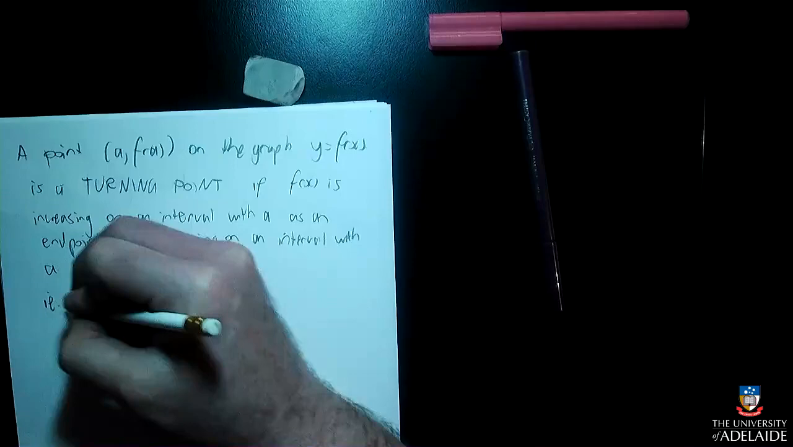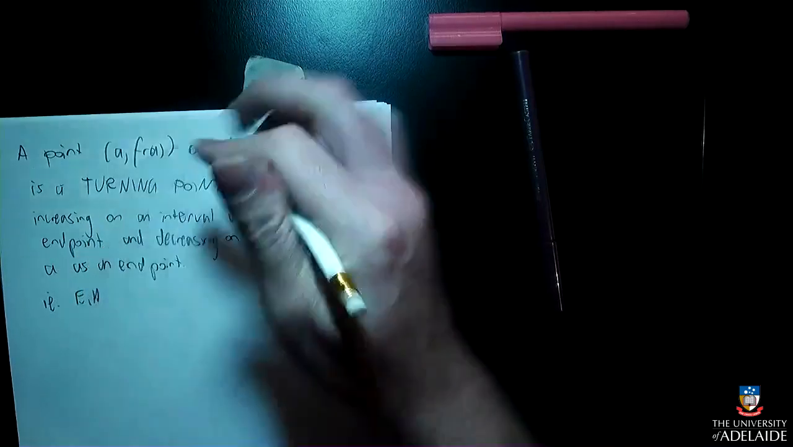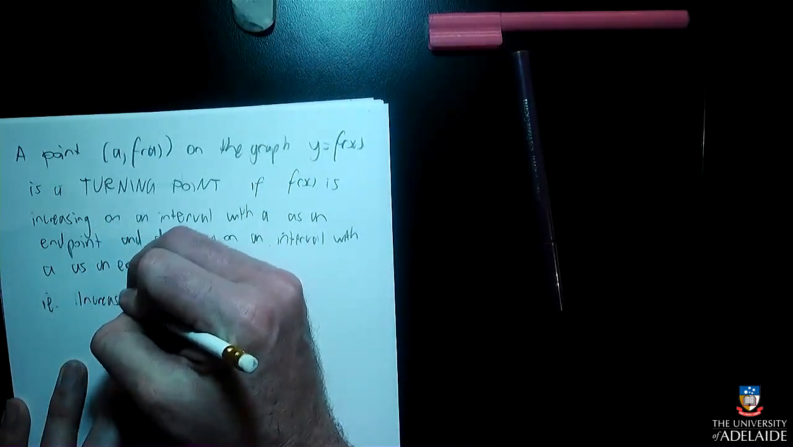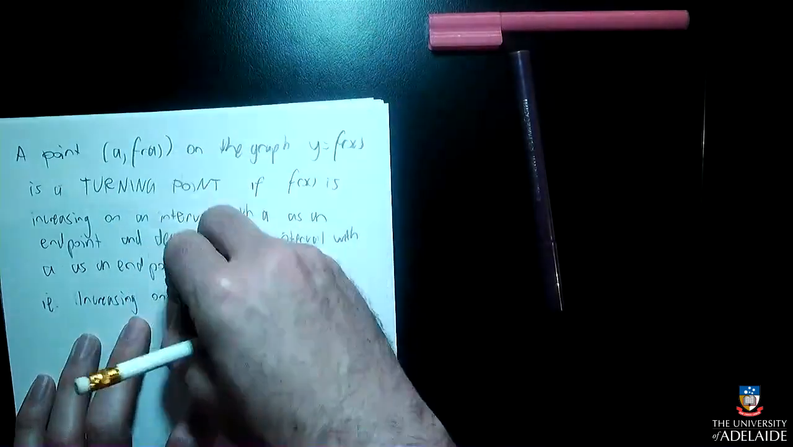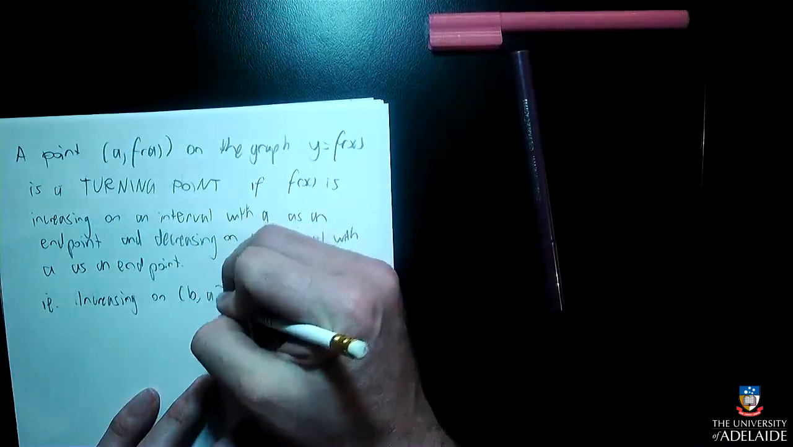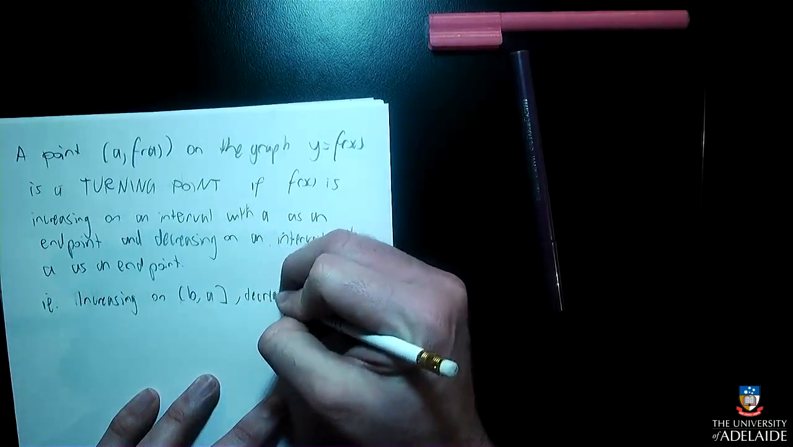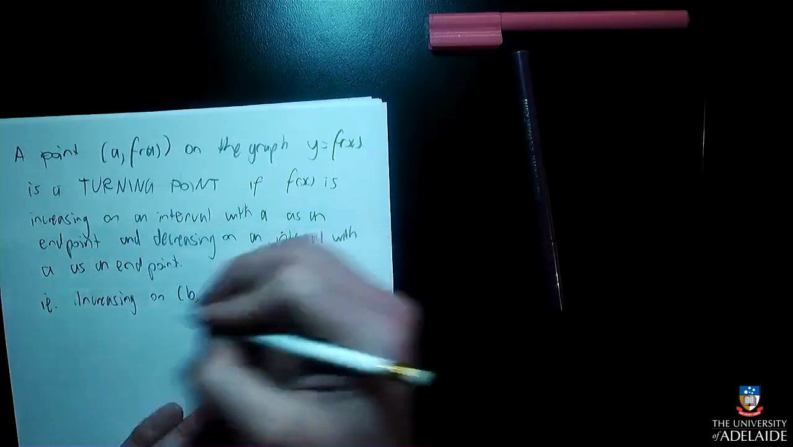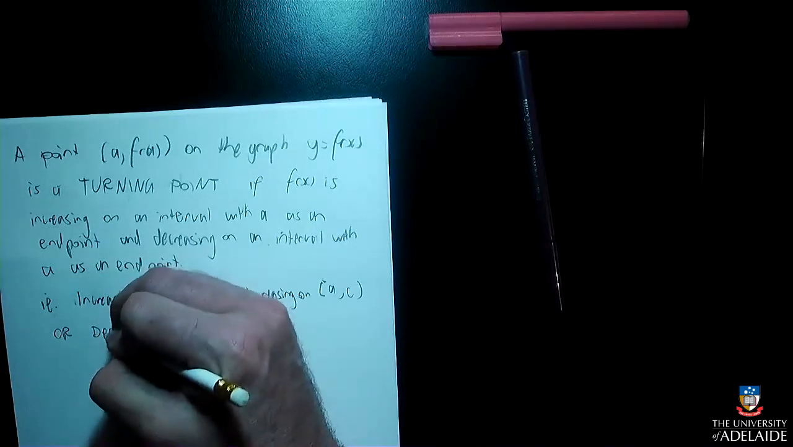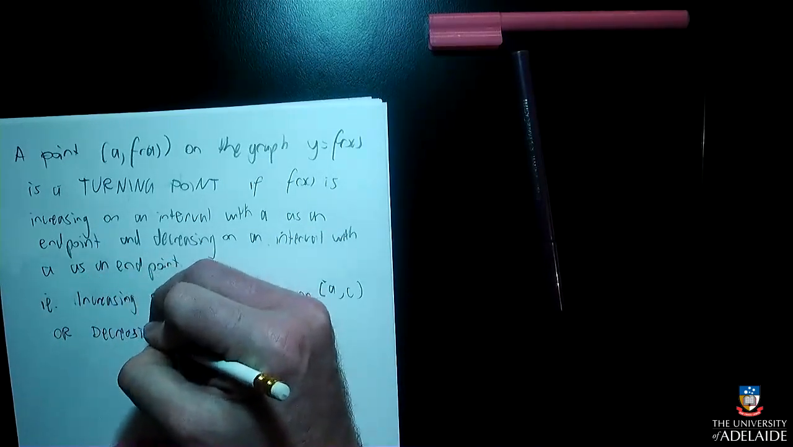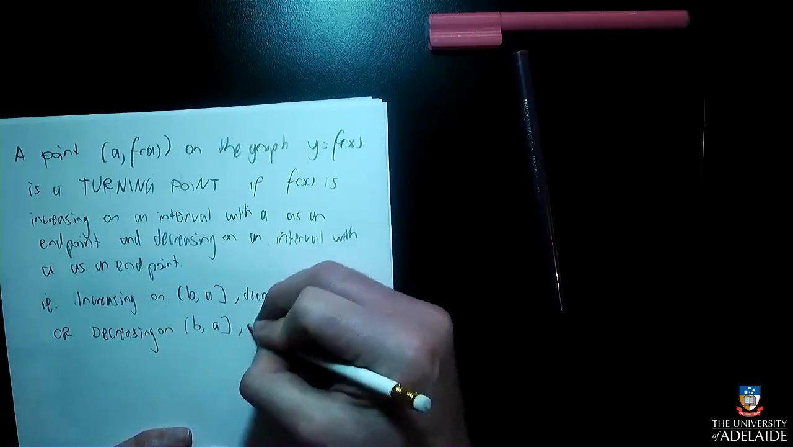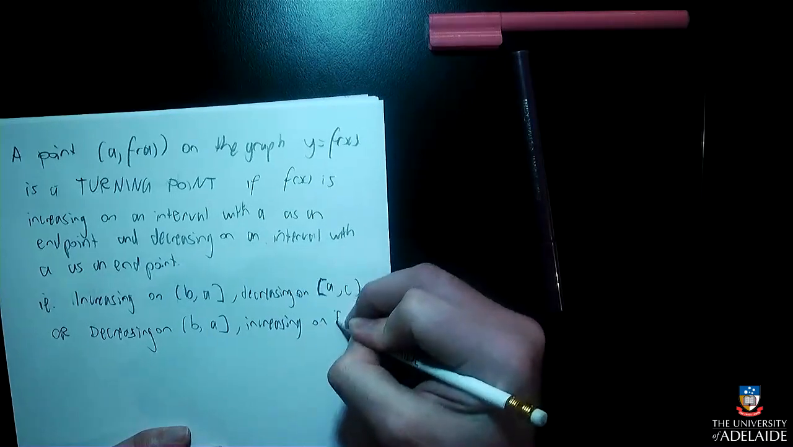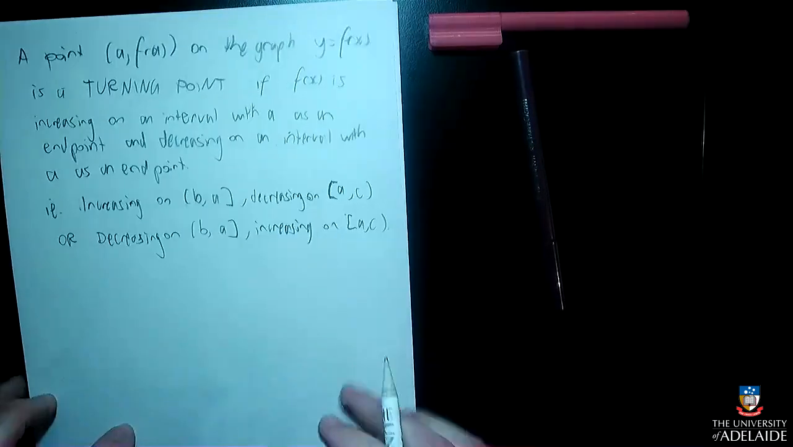That is, increasing on BA and decreasing on AC, or decreasing on BA, increasing on AC. Okay, so picture.